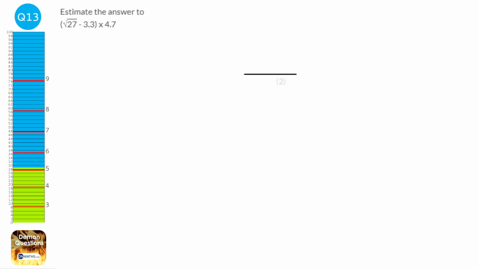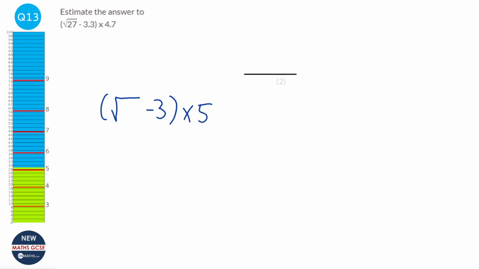When we estimate, we normally round to one significant figure. So what I'm going to do is just rewrite this question, but rounding everything to one significant figure. But I'm just going to miss out this square root for now. So 3.3 would just be 3, and 4.7 would just be 5. Now, the problem with this 27 is square rooting 27 is difficult, especially without a calculator, and estimating should be done without a calculator. But if I round it to one significant figure, that will make it 30.